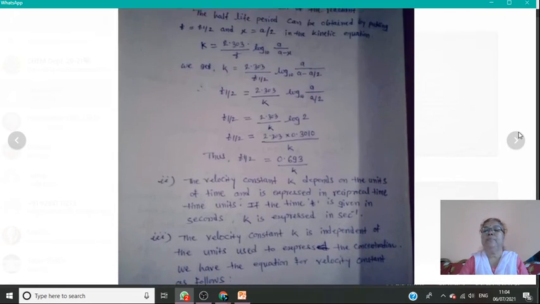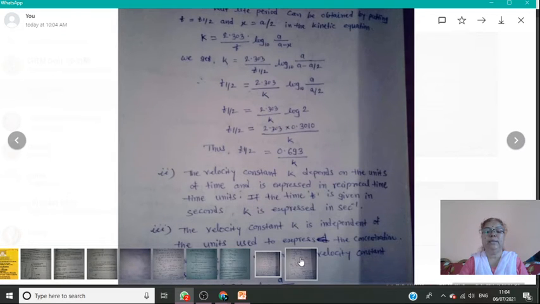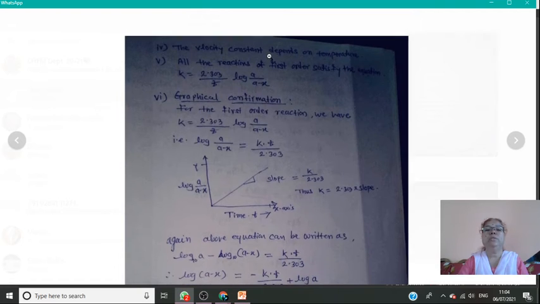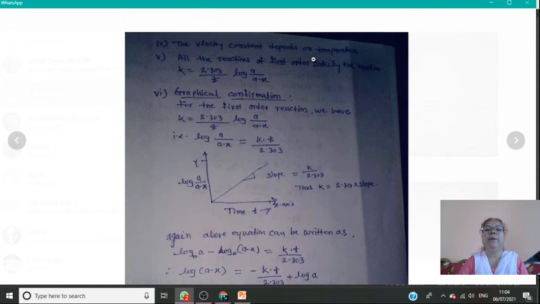Then the next characteristic: the velocity constant K depends on the temperature. As we increase the temperature of the reaction, the velocity constant of that reaction also increases. Remember.